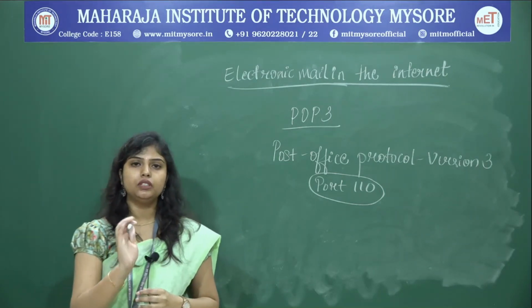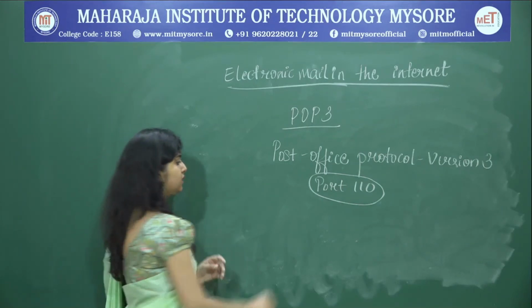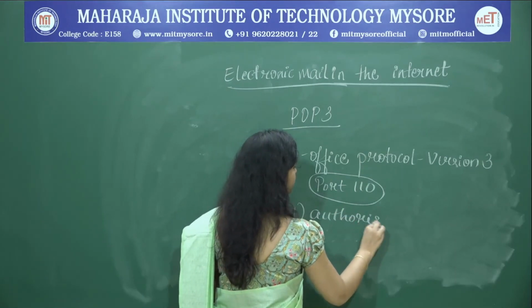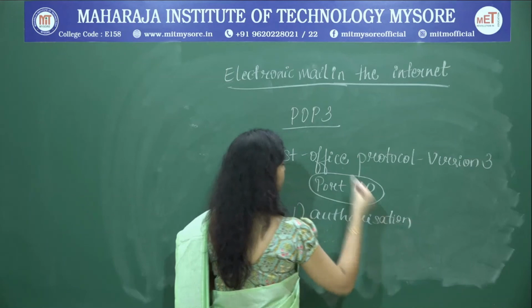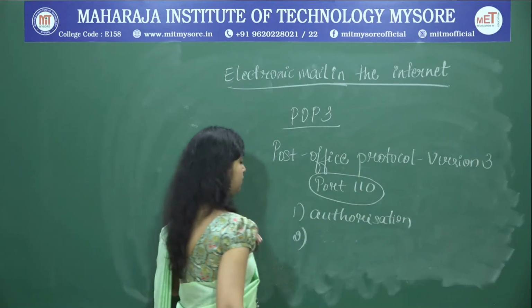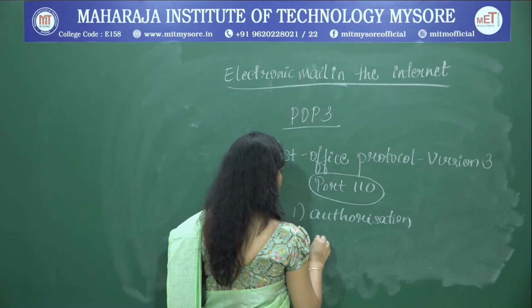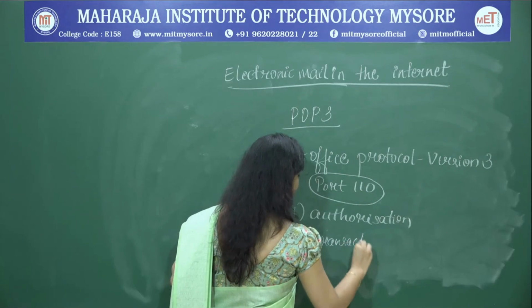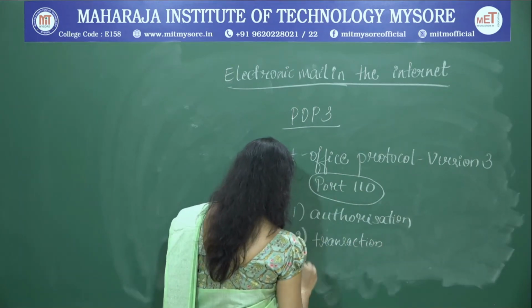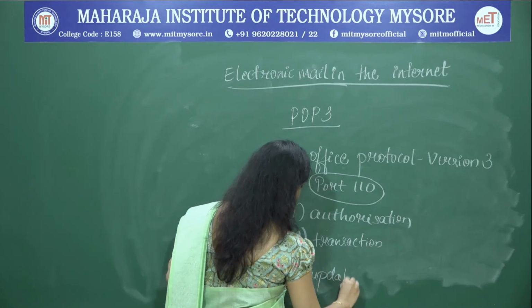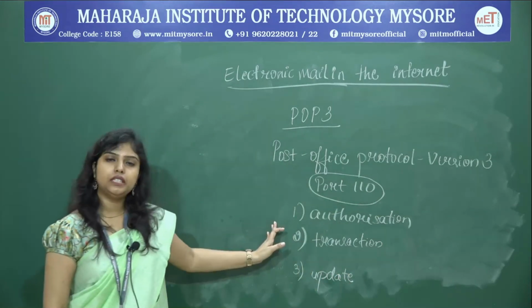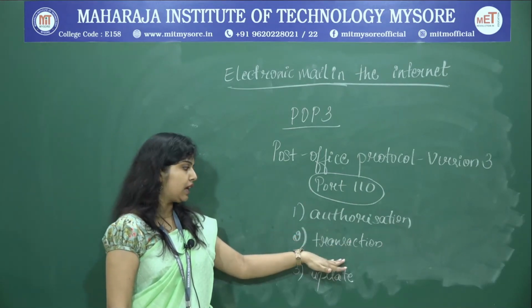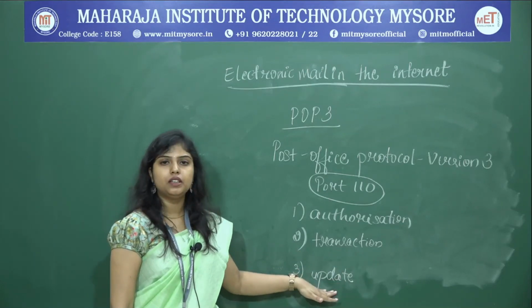To push that, it uses 3 phases. What are those 3 phases? These are the 3 phases which POP3 uses. The first one is authorization, the second one is transaction, and the third one is update.